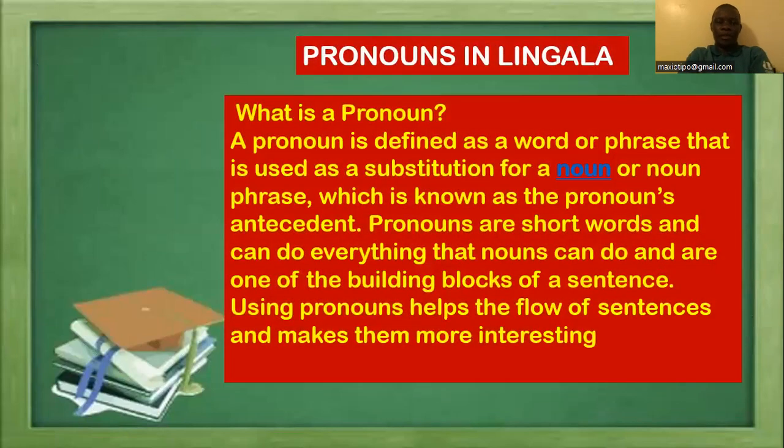Like here, what is a pronoun? It is said here, a pronoun is defined as a word or a phrase that is used as a substitution for a noun or a noun phrase, which is known as a pronoun's antecedent. Pronouns are short words and can do everything that nouns can do and are one of the building blocks of a sentence. Using pronouns helps the flow of a sentence and makes them more interesting.